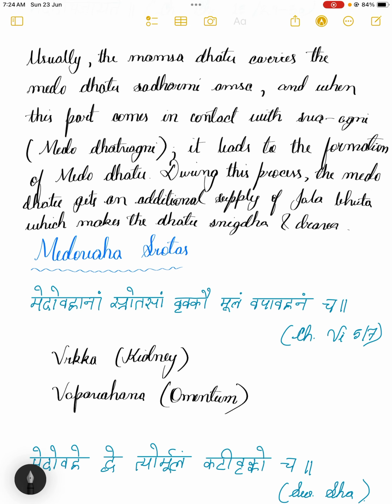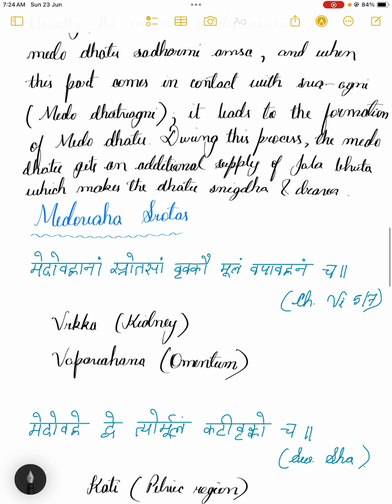Next, coming to the Medovaha Shrotas. Acharya Charak in Vimansthan has said that Medovahanang Shrotasan Vrikka Moolang Bapa Vahanang Cha. The two main origins according to Acharya Charak are Vrikko, which in Ayurveda can be correlated with the kidneys, and Papavahanam, that is the omentum. So these two are the sites for the Medovaha Shrotas.